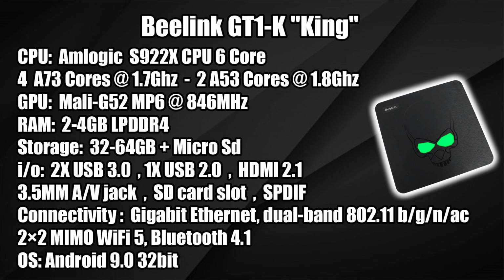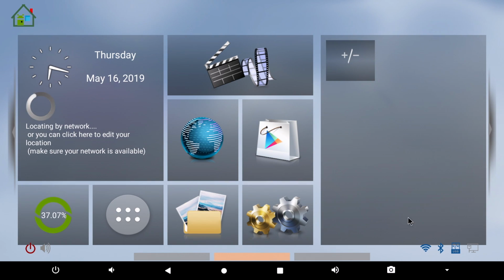So now that we have the specs out of the way, let's go ahead and move over into the operating system. I'm going to run some of my favorite benchmarks. I'm going to test out some native Android gaming and 4K video playback. All right, so here we are at the main launcher. This is Android 9.0. We got that basic Beelink setup.